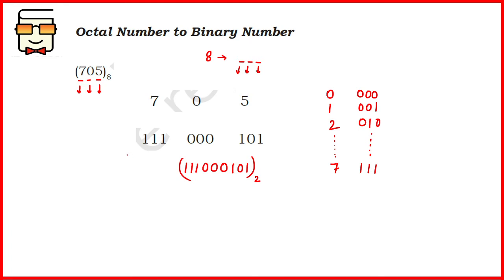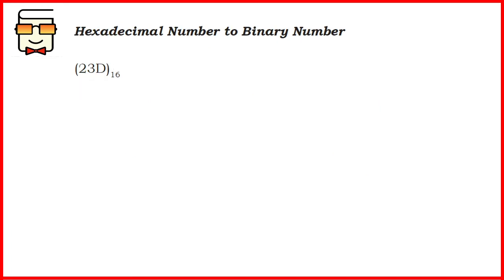Now coming to the second concept, hexadecimal number to binary number. This concept is also the same. The only difference is that for each hexadecimal digit you have to write its unique 4-digit binary representation.